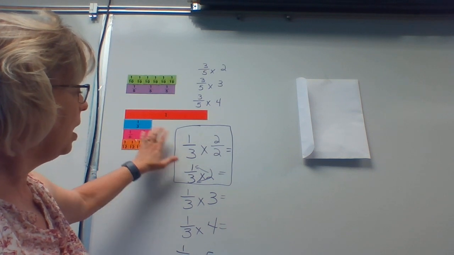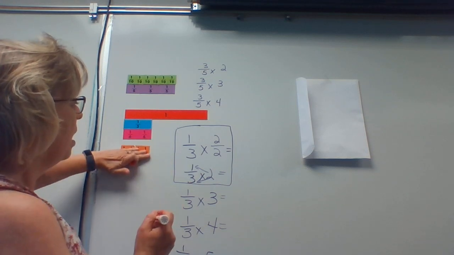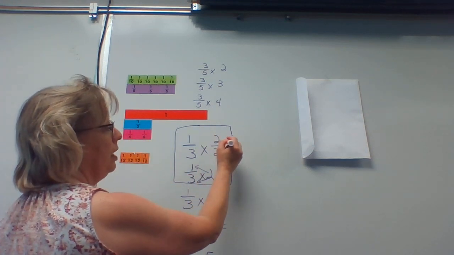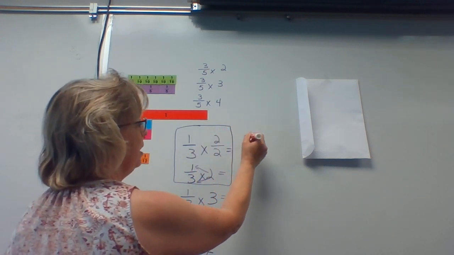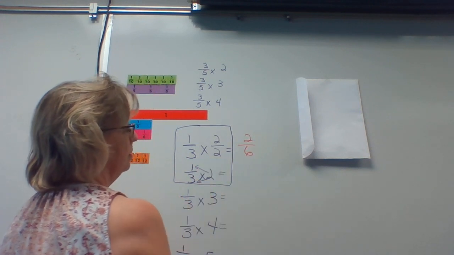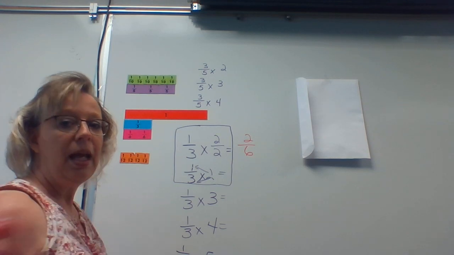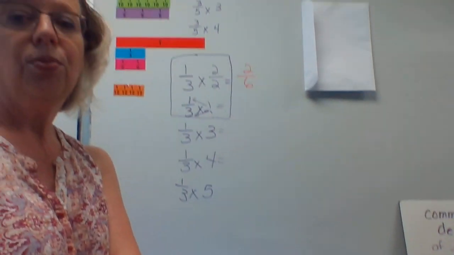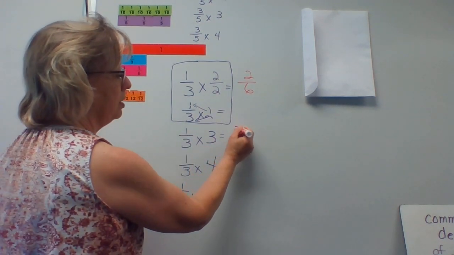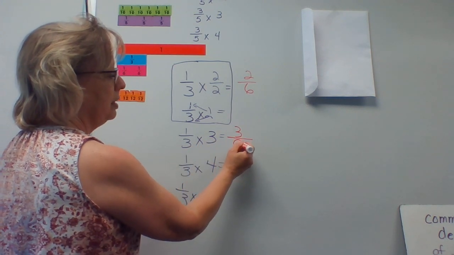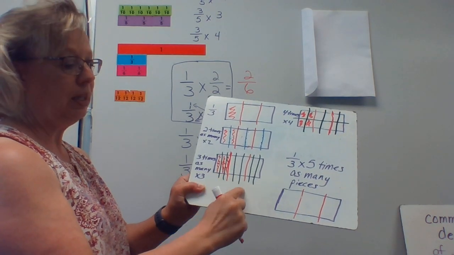So if I'm going to multiply 1/3 and I want twice as many pieces, I then had 1/3 times 2, or I could do 2/2, which gives me 2/6. I'm multiplying the top number by 2 and the bottom number times 2. If I want 3 times as many pieces, 1/3, 3 times as many, 1 times 3 is 3, and 3 times 3 is 9. So I have 3 out of 9 pieces, which is represented right here.